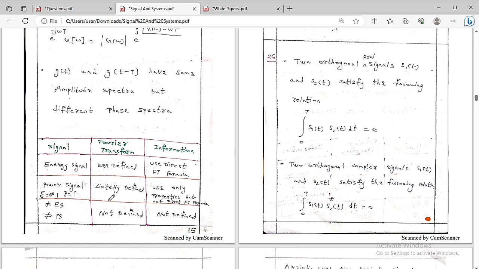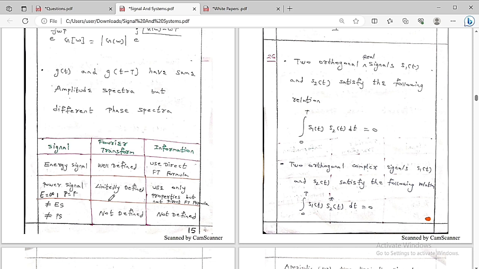But if a given signal is a power signal, meaning energy is infinity and power is finite, the signal is not absolutely integrable. Even though the Fourier transform is defined, it is a linearly defined Fourier transform, not defined for certain values of omega because it tends to infinity. In that case, you cannot use the direct Fourier transform formula, but you can use the properties to get the Fourier transform for these types of power signals.